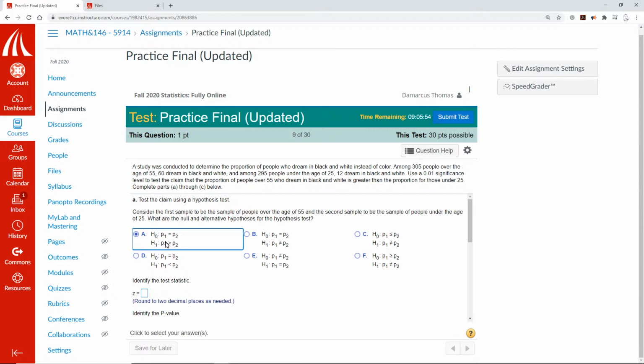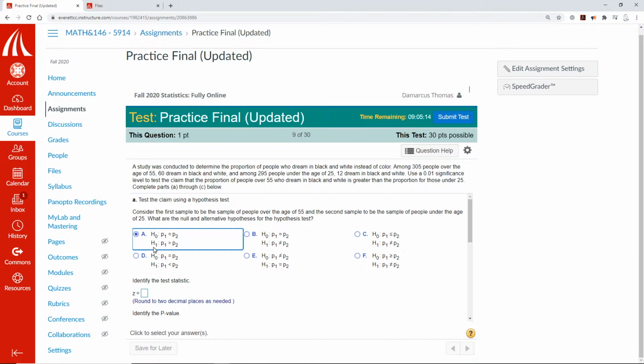Now, how did we know to go with A and not all the others? Well, first things first. The null hypothesis has to have equality. They have to be equal. And so we could eliminate half the choices. C, E, and F are eliminated right away. Not in this class. H null will always be some parameter equal to something else.